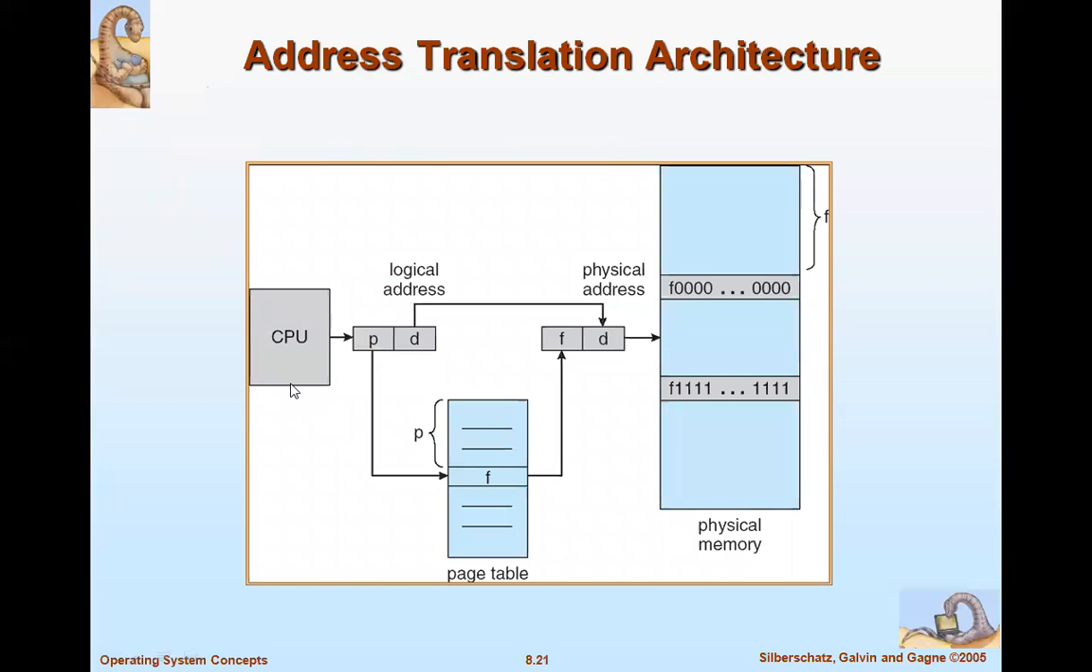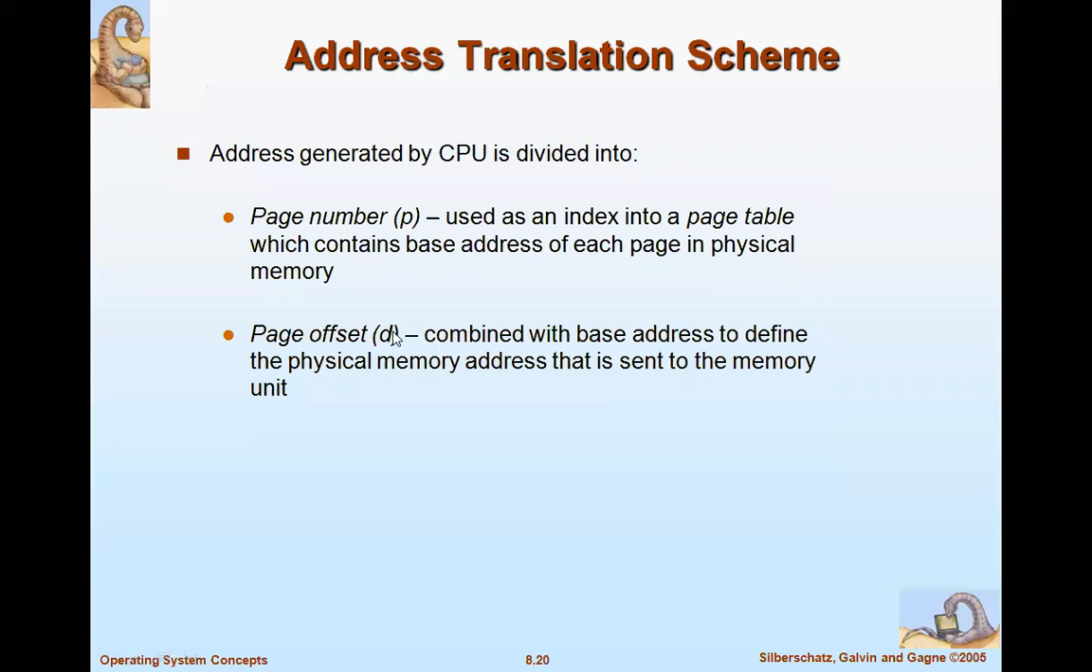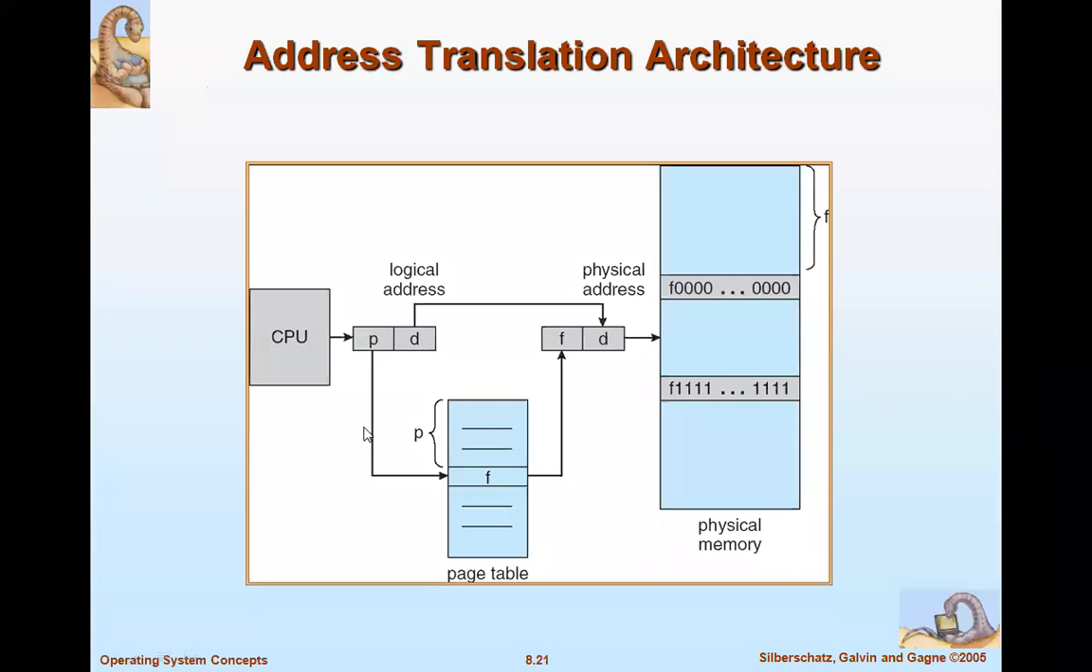This is your CPU. It generates a logical address. The logical address consists of P and D. I told you already what P is. P is the page number. D is the offset. What is the page number? It is used as an index to the page table.